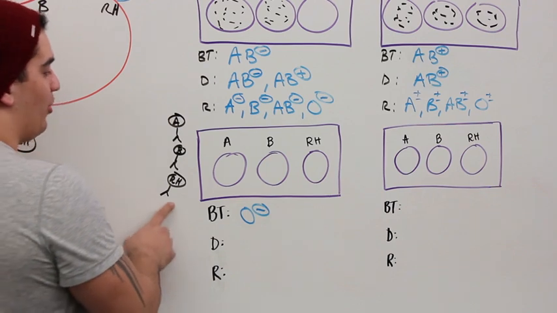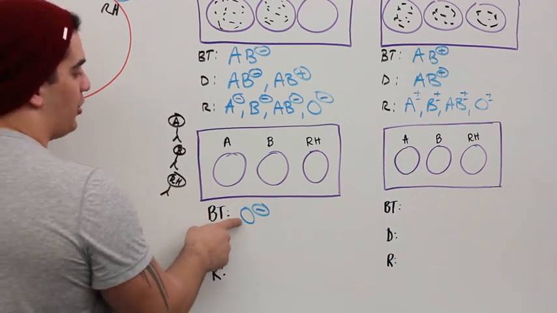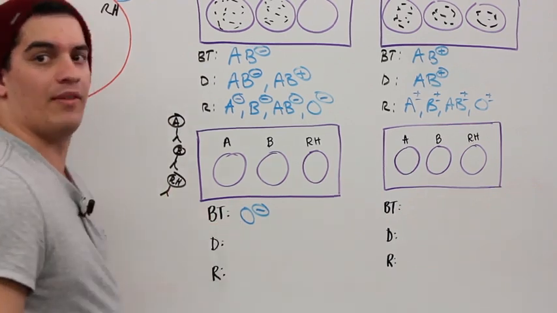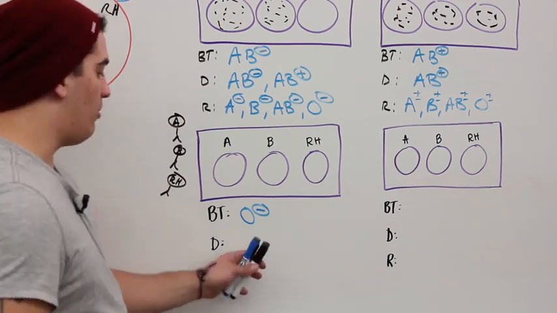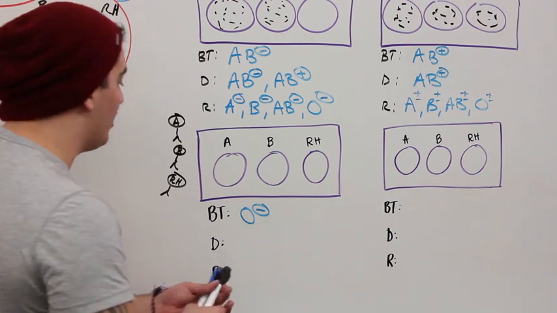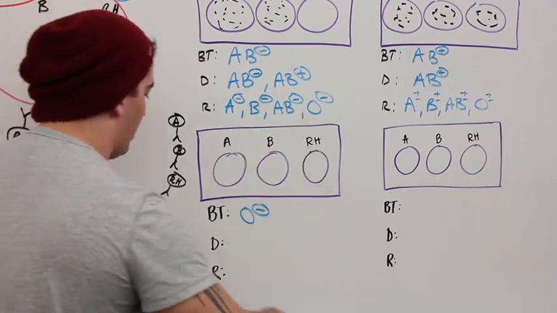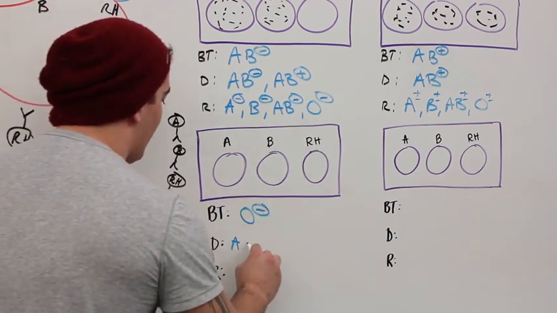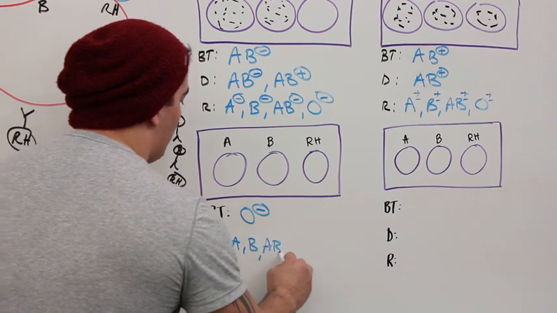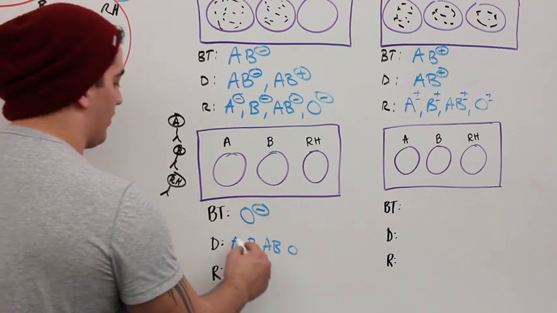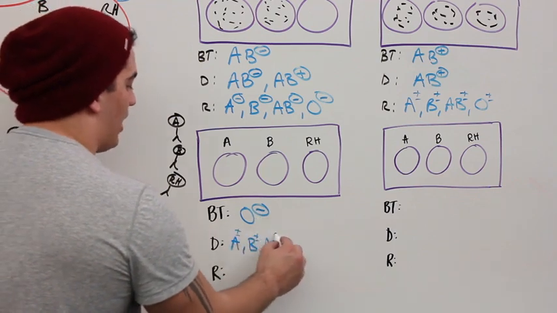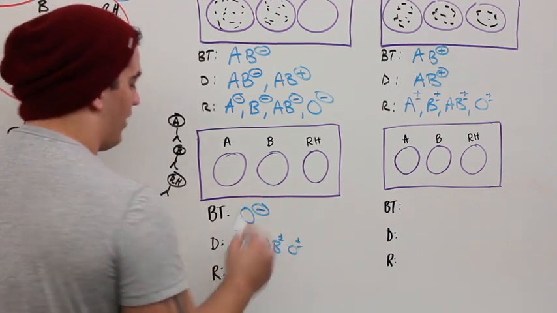So if you think about it, who can they donate to? Well, they can actually donate to anyone because they have no antigens whatsoever. So it doesn't matter what's in the recipient's plasma circulation. It wouldn't matter because he has no antigens to attack. So he can literally give to everyone. He can give to A, B, AB, and himself. And again, he's negative. Negatives can give to negative or positive. So he can give to positive, negative, positive, negative, positive, negative, positive, negative.